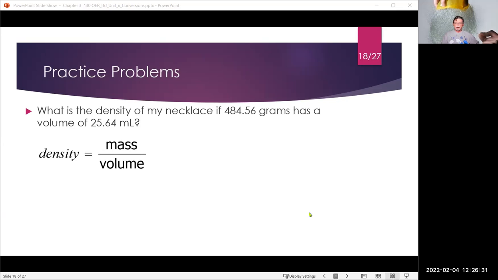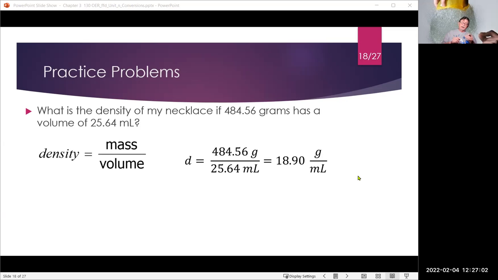Okay, so that is the equation for density, and therefore we plug the numbers in and keep track of your sig figs. You can see that the numerator has 5 sig figs. The denominator is least accurate. It has 4 sig figs. So your answer has to be written with 4 sig figs. And the density of that necklace is 18.90 grams per milliliter.